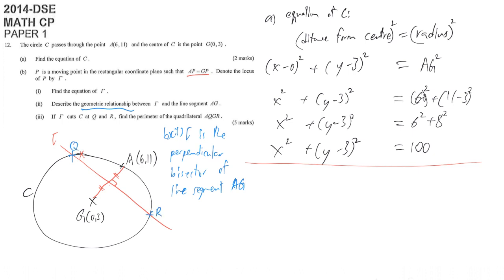We have to find the perimeter of the quadrilateral AQRG. This is a four-sided shape, a quadrilateral. We have to find the total length of all edges here. That's our mission. Before we started, they say 5 marks, and then you know that around 2 marks and 1 mark here. So this question only deserves 2 marks. It shouldn't be too complicated.